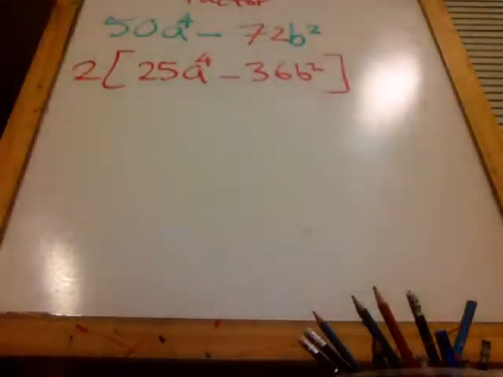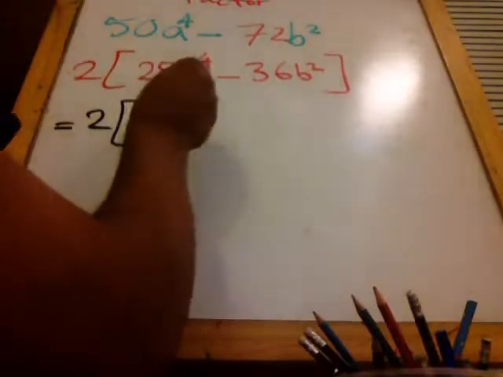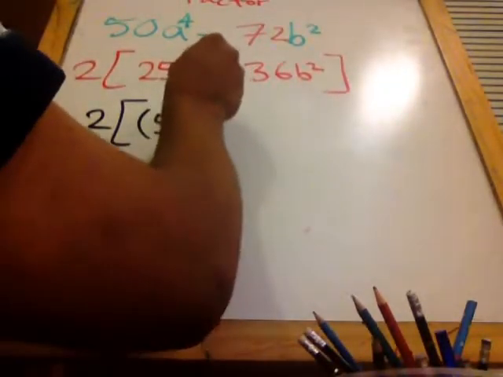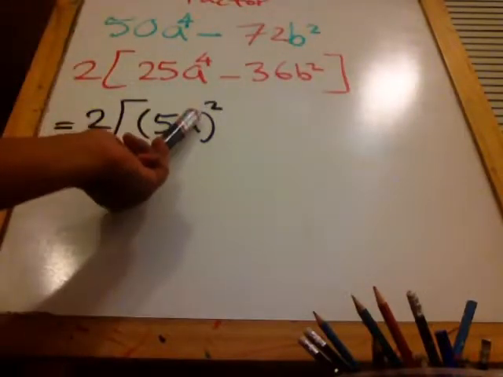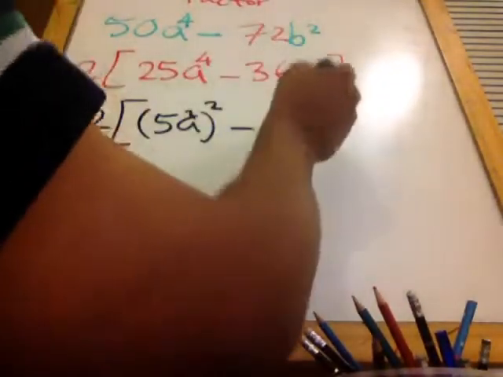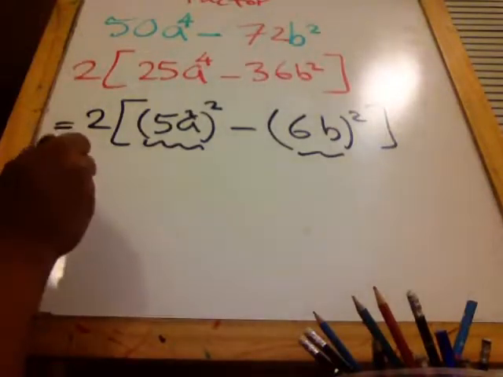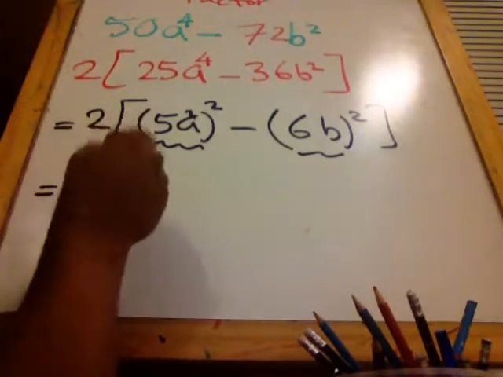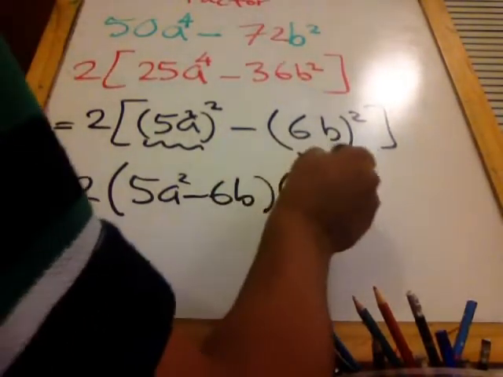Now, this equals 2 times (5a squared) whole squared, since when you square the 5, you get 25, and if you square a squared, you multiply the exponents, so I'll get 4. Minus (6b) whole squared. So the first one is a perfect square, and the second one is a perfect square. That goes to 2 times, the first bracket is 5a squared minus 6b, and the second bracket will be the addition between them, plus 6b.